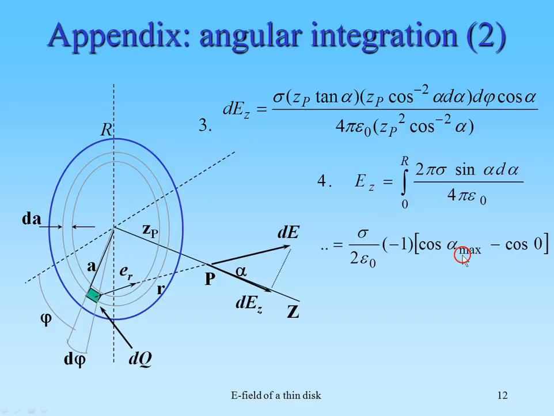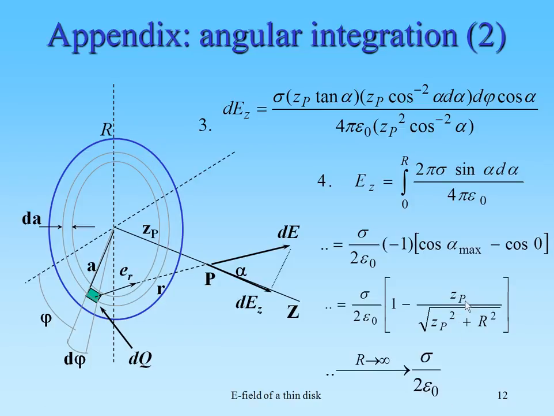and when alpha max is pi over 2, we end up with this expression. It's the same expression as we had before. And for r going to infinity, for an infinitely large disk, the field strength in P is given by sigma over 2 epsilon naught, a homogeneous field.